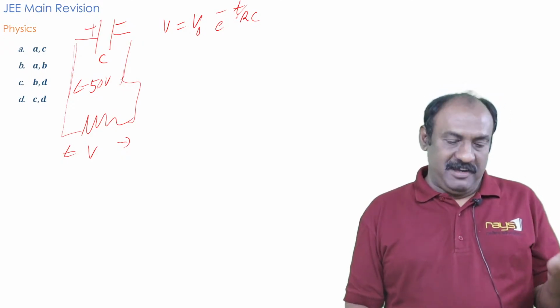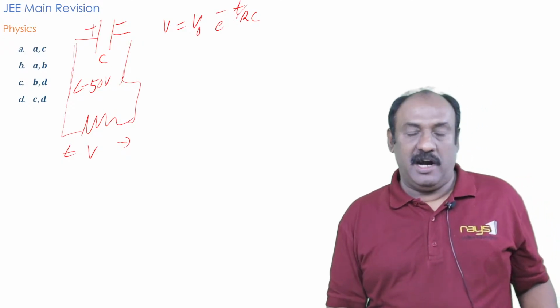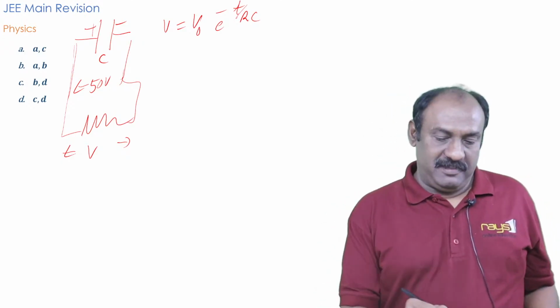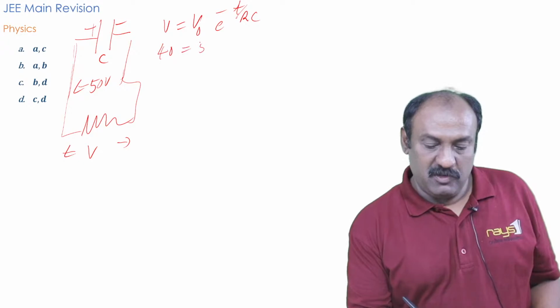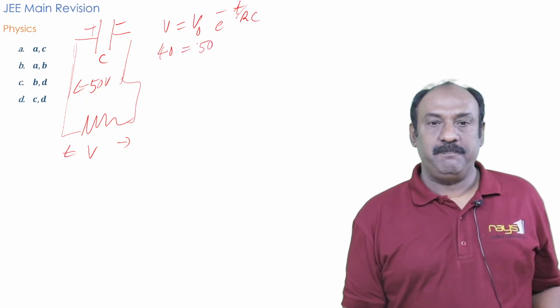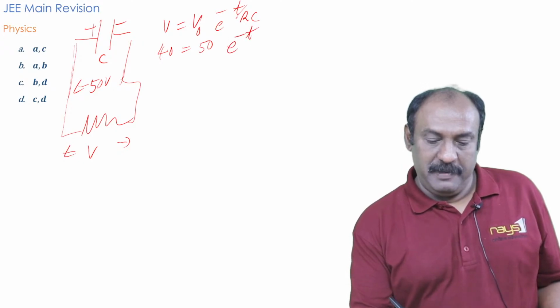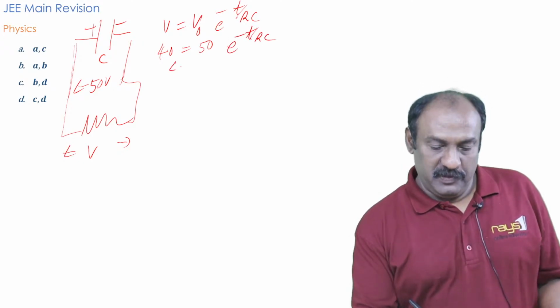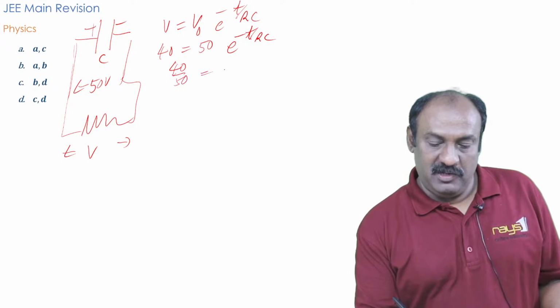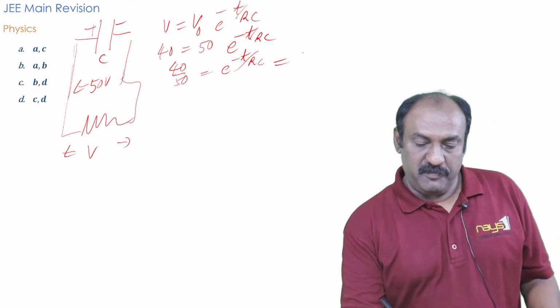when it is discharged from capacitor. So V equal to V naught into e to the power minus t by RC, that value is given as 40. V naught, the peak value, is 50. So 40 equal to 50 into e to the power minus t by RC. Therefore, 40 by 50 is equal to e to the power minus t by RC. That is 4 by 5.